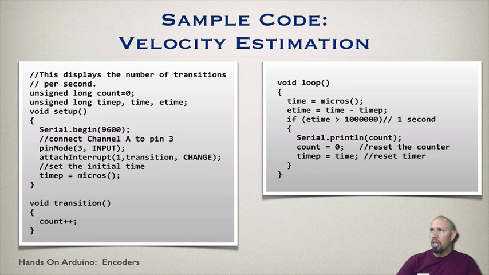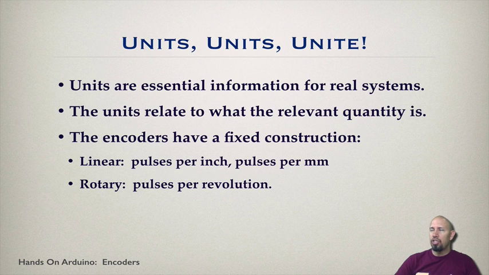Okay, so, as I mentioned, units are important. In general, for real systems, units are essential information. For a real system, for example, in a car, you want velocity to be in miles per hour. That's the most common thing we use in America. If you're in other countries, it would be kilometers per hour. Pretty much any other country, it's kilometers per hour. But in America, it's miles per hour. But those units are essential to know the significance of what you're doing. And so the units need to relate to what the relevant quantity is.